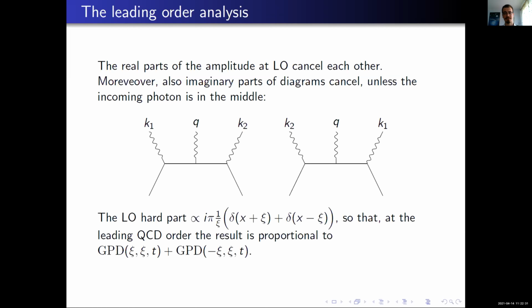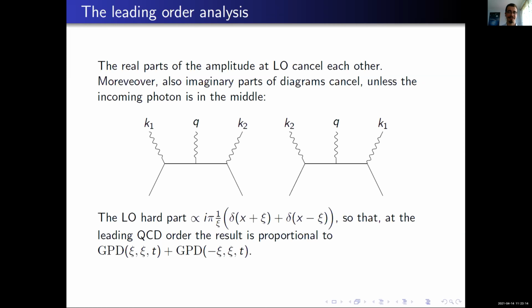Because of that, the leading order hard part is proportional to a sum of two delta functions, so that at the leading QCD order, we have a result that is proportional to GPDs on the diagonal x equal to plus minus xi. Because of that, this is a very interesting probe of GPDs, and we hope that it could be very useful in various GPD extraction programs.